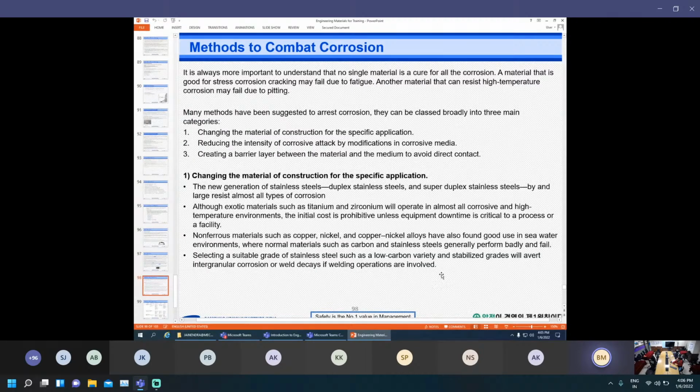Or third, make a barrier layer. Barrier layer means by doing some painting, or by using some gaskets, insulating gaskets. So these are the three simple methodologies that all industry and everywhere takes care of to combat corrosion.